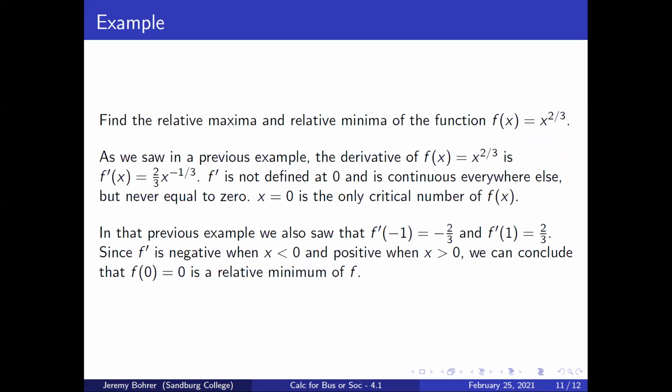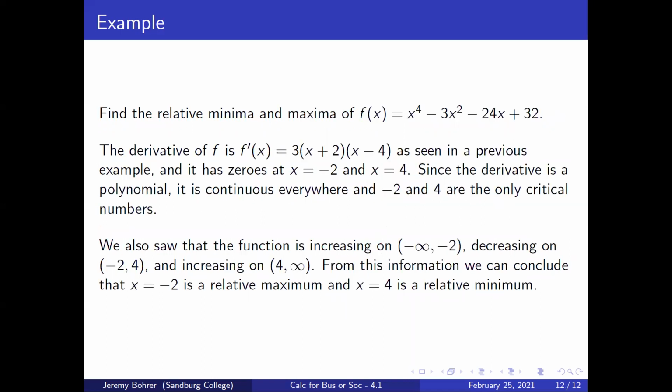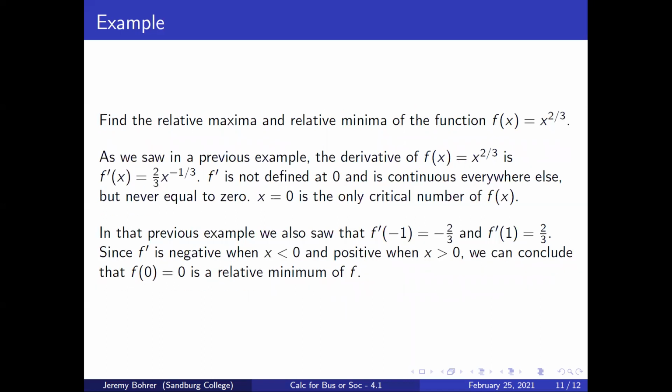Find the relative maxima and relative minima of the function f of x equals x to the 2/3. As we saw in a previous example, the derivative of f of x equals x to the 2/3 is f prime of x equals 2/3 x to the -1/3. F prime is not defined at 0 and is continuous everywhere else, but never equal to 0. X equals 0 is the only critical number of f of x.